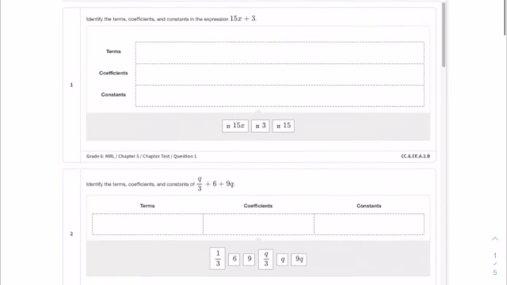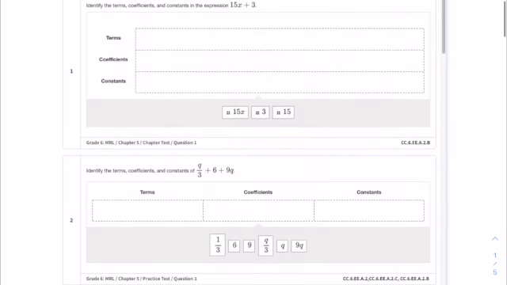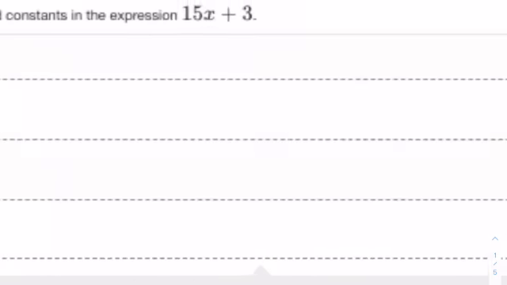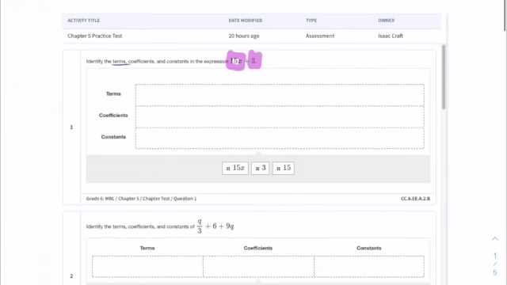Here we go. Identify the terms, coefficients, and constants in the expression 15x plus 3. A tip for knowing what a term is: terms are always the things separated by the plus sign or the minus sign. Here we have a plus sign, so I just put a little box around those things separated by the plus sign. So my terms here are 15x and 3.